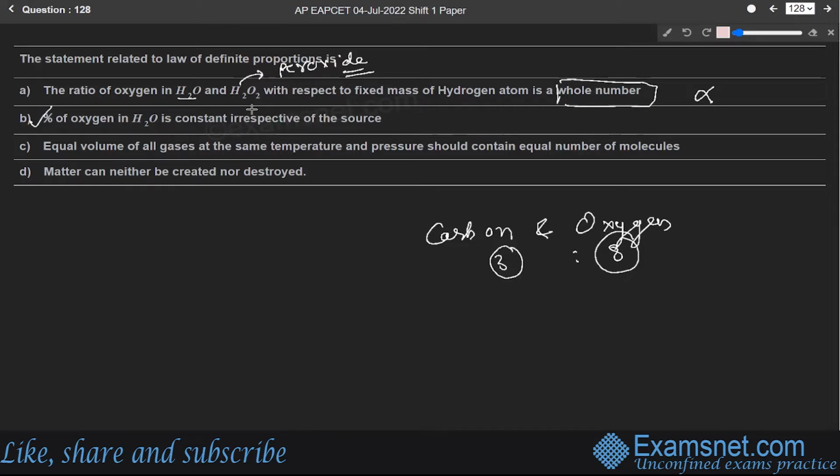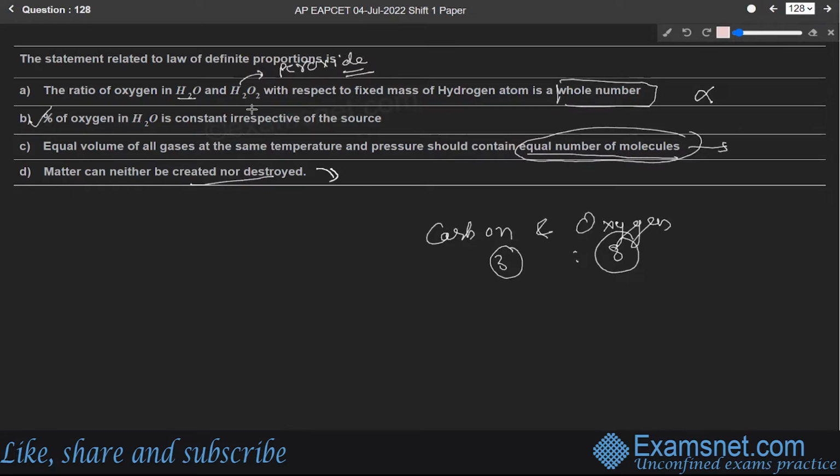Equal volume of all gases at the same temperature and pressure should contain an equal number of molecules. No, exactly, that's not a correct statement. It's not necessary to contain an equal number of molecules. Matter can neither be created nor be destroyed. This is not this law. This is not the law of definite proportion. This is the conservation of mass law, right?